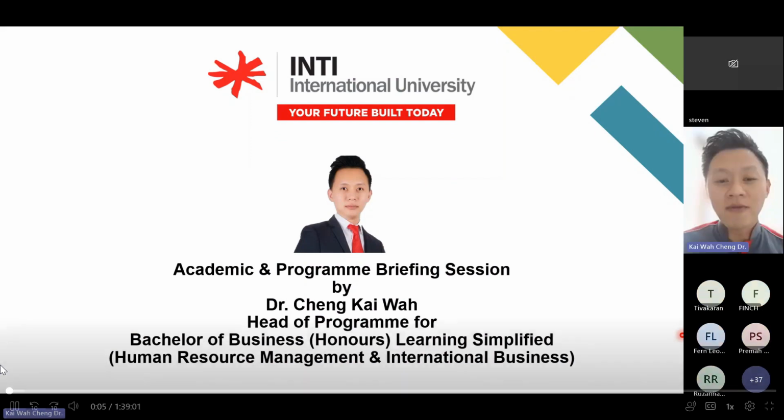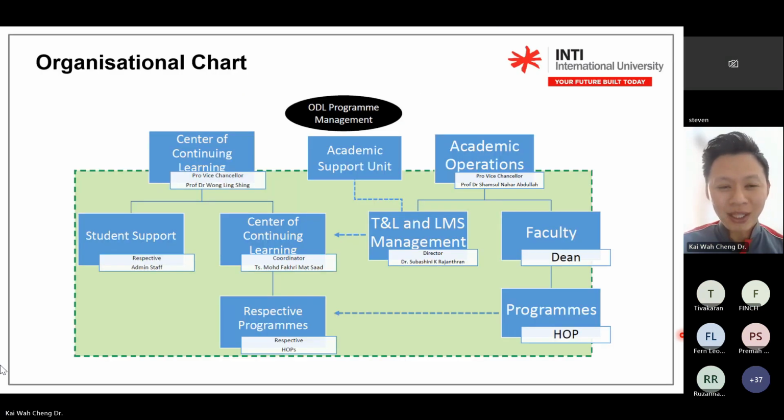She is the head of program for Bachelor of Business, Honours Learning Simplified, major in marketing and business administration. Okay, so this is just a general introduction to everyone. We are under the ODL, or Open and Distance Learning, Program Management. So these are the officers or staff who will support you throughout your bachelor programs at INTI International University.